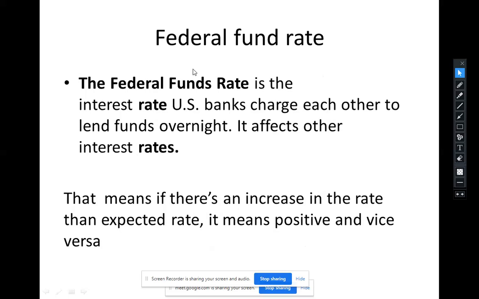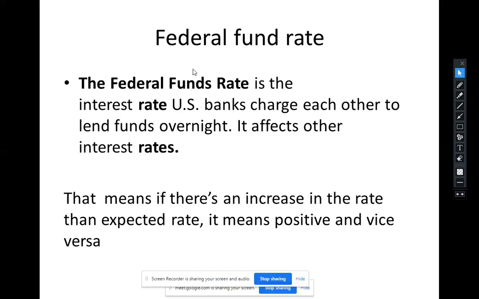Now, let's talk about the federal fund rate. The federal fund rate is the interest rate US banks charge each other to lend funds overnight. It affects other interest rates. When we talk about the Fed, most of the time I call it the Fed fund rate. Fed and federal are just short forms of each other.